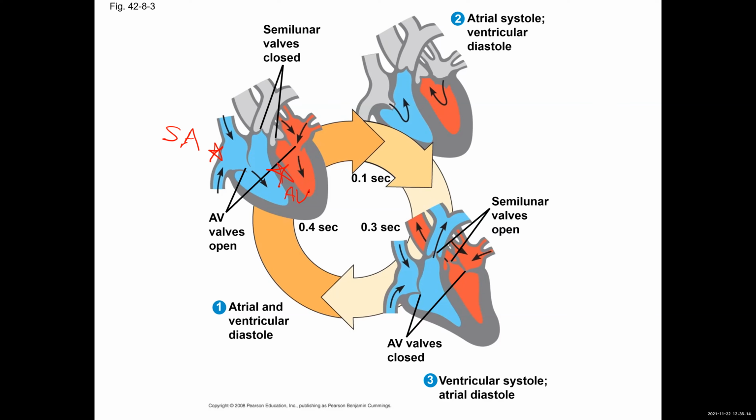All right, some things that can go wrong with the heart: it can stop beating altogether, or it can get on a bad rhythm so that the ventricles and the atria aren't beating in the right pattern.